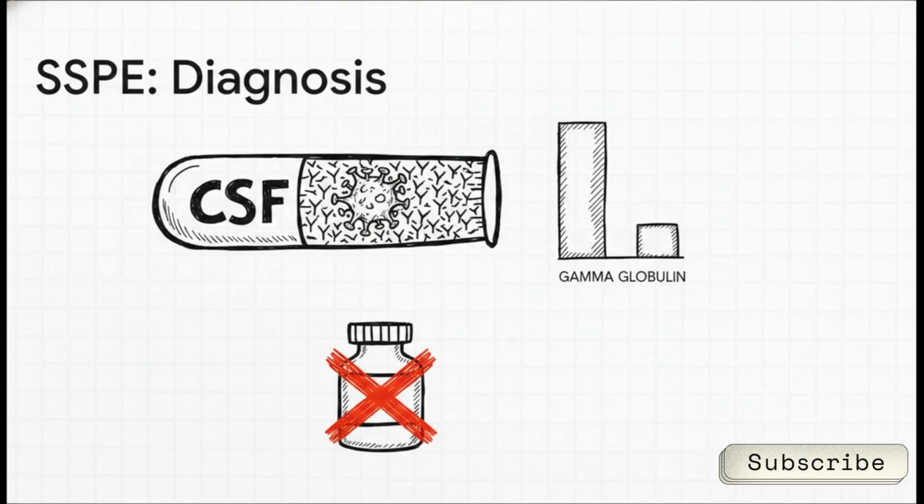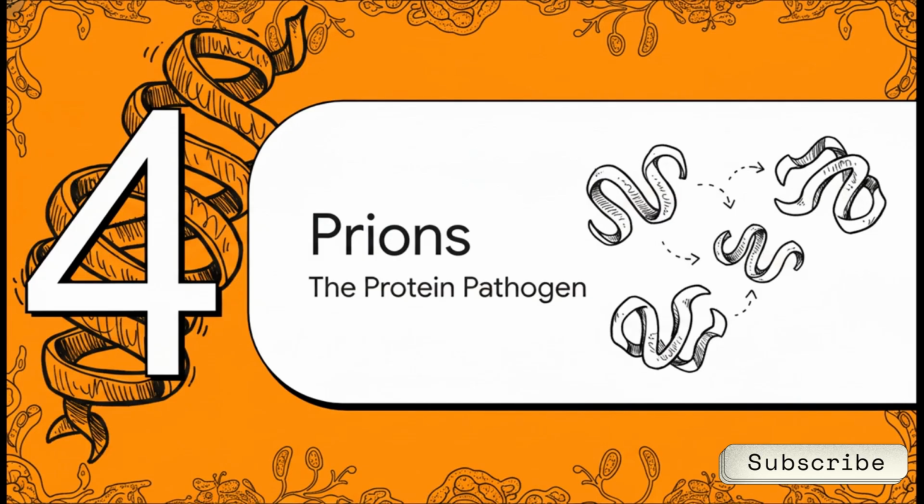And as you can see, tragically, there is no effective treatment for this. So we've covered the slow viruses. Now let's get into something even stranger, something that completely breaks the rules. Let's talk about infectious proteins.